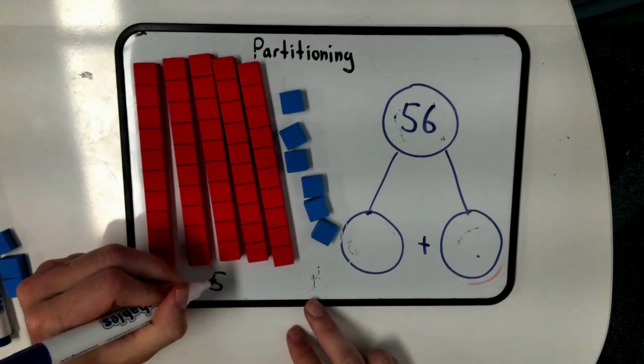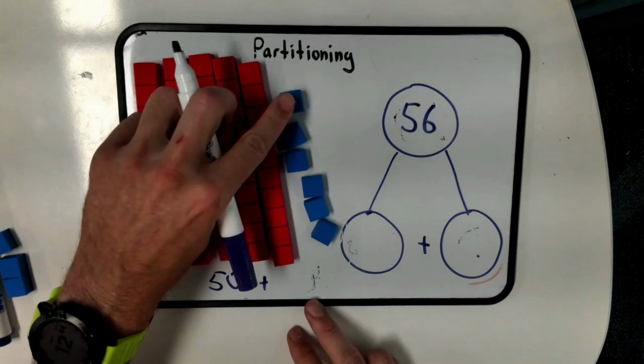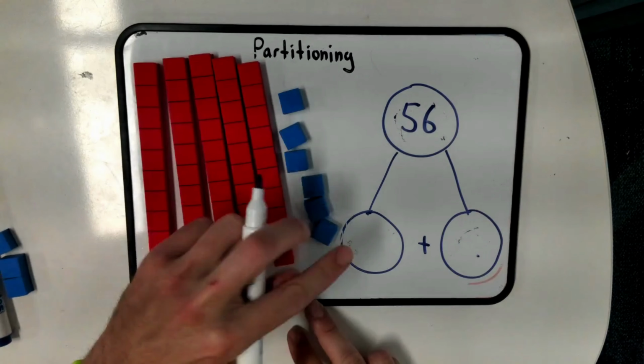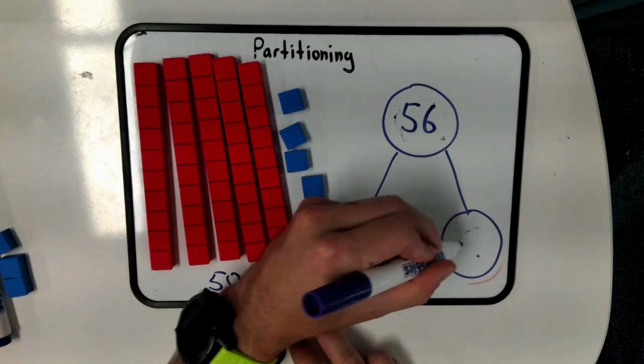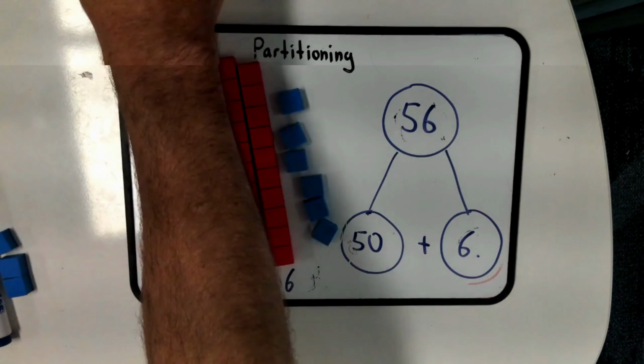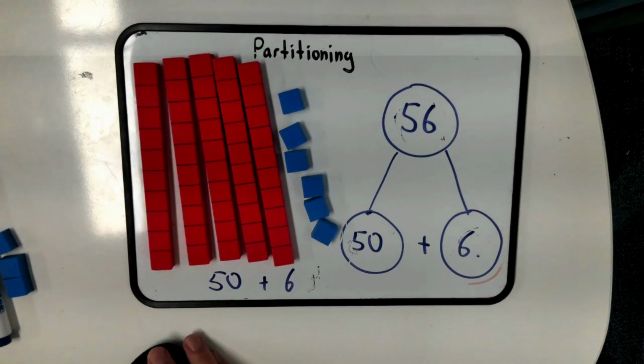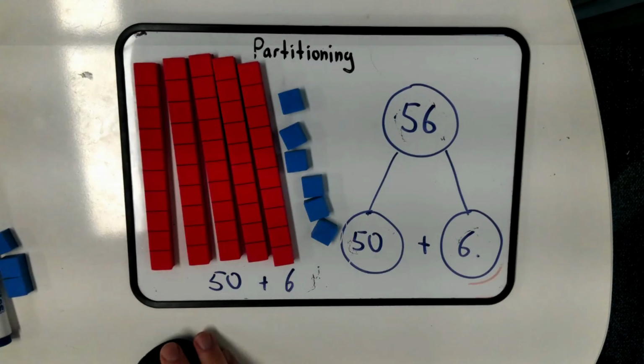5 groups of 10 are worth 50. And then 1, 2, 3, 4, 5, 6. 6 ones. So 56 partitioned is 50 and 6. So hopefully you worked along with us at home, and we will try to do some more examples later on.